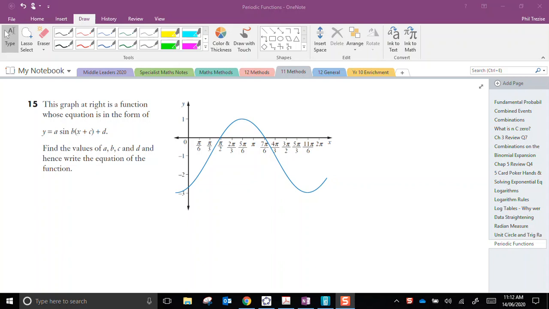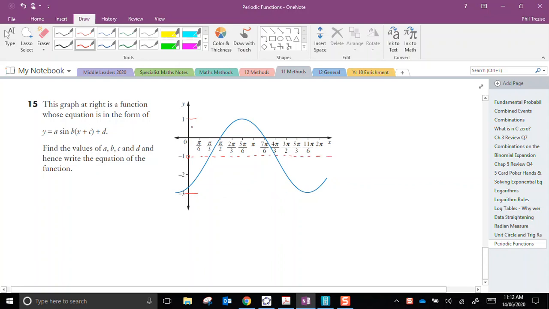So the first thing I'm going to do is figure out where the equilibrium point is for this graph. I note here that the top of this crest looks like it's in line with positive 1 and the depth of the trough here looks like it's in line with minus 3. Halfway between those 2 points would be here at negative 1. This will be my equilibrium line.